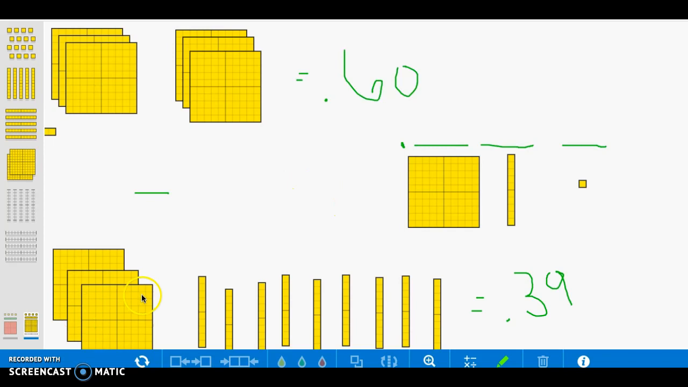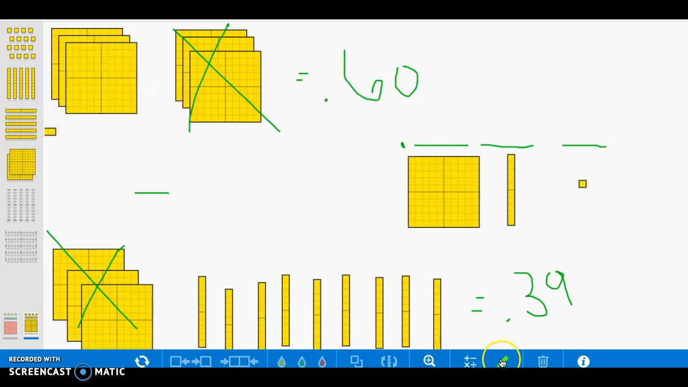So what I'm going to do is that I know that I have to subtract 3 cubes from 0.60, so I'm going to cross out these 3. And I'm going to cross out here so we know that we're done with it. So now we're supposed to subtract 0.09 of these from one of these cubes.